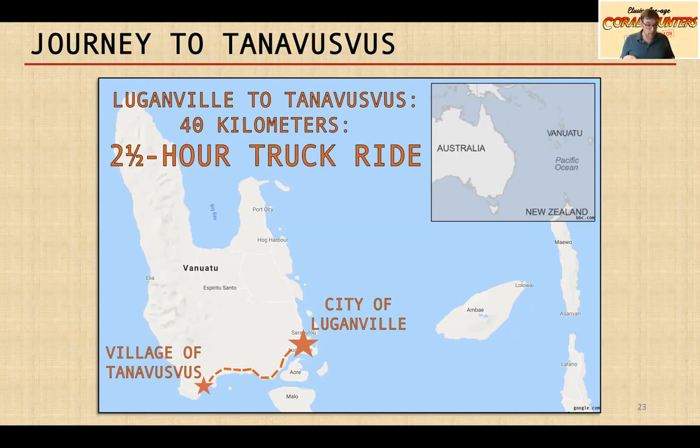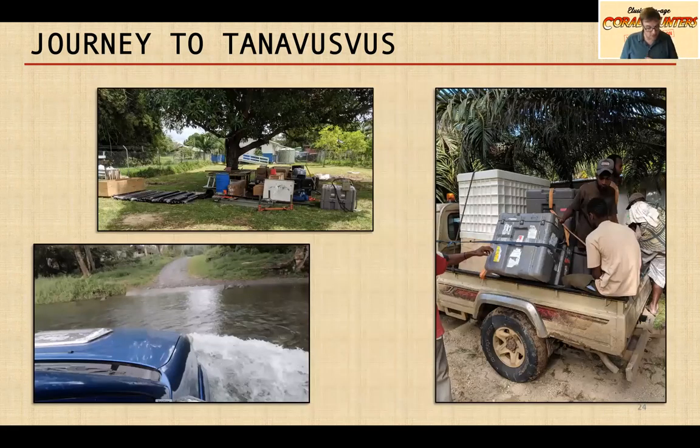It's a very poorly maintained dirt road with multiple river crossings. So we had to figure out how to get all our gear, shown in the top photo, to Tanabusfus. We found a flatbed truck owner who agreed to transport everything, but it would take 2 trips to do so. Also, his truck was not 4-wheel drive.